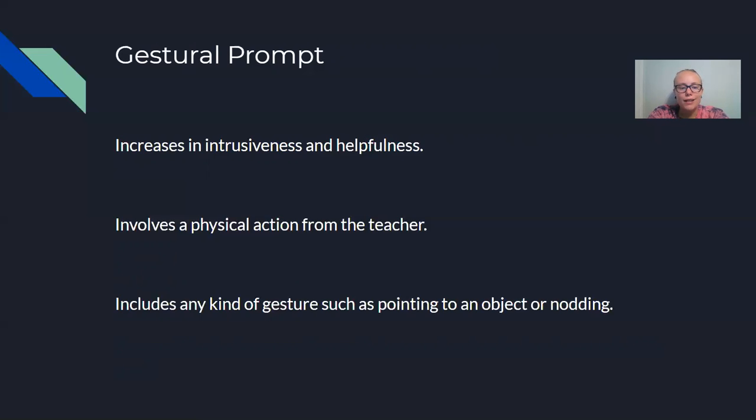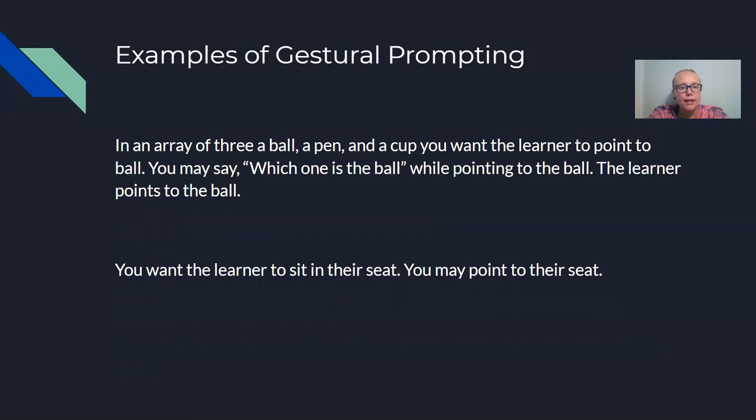Gestural prompts include any kind of gesture, such as pointing to an object or maybe nodding to the object or a desired response. Examples of gestural prompting include, say you have an array of 3, a ball, a pen, and a cup. You want the learner to point to the ball. You may say, "Which one is the ball?" by pointing to the ball. The learner then points to the ball.